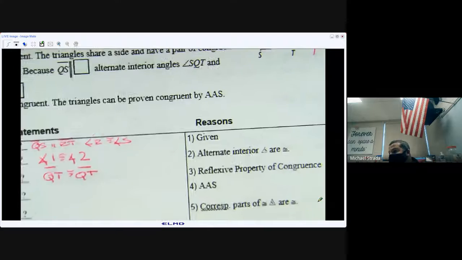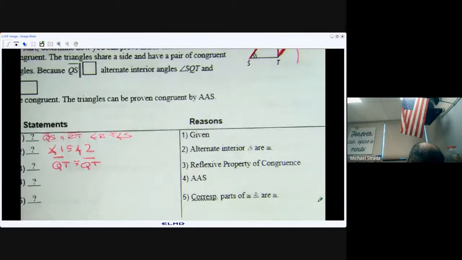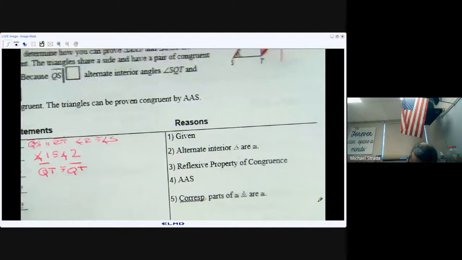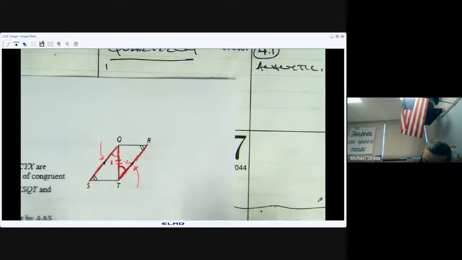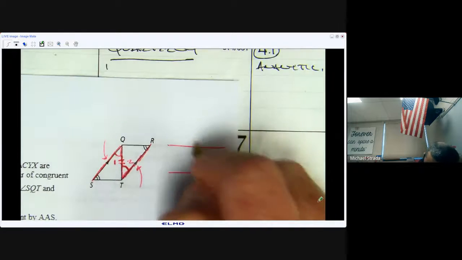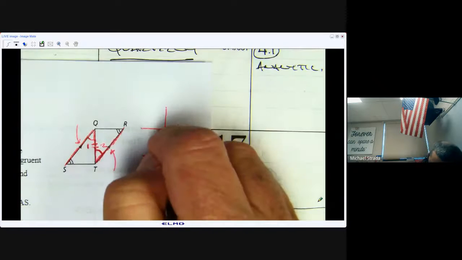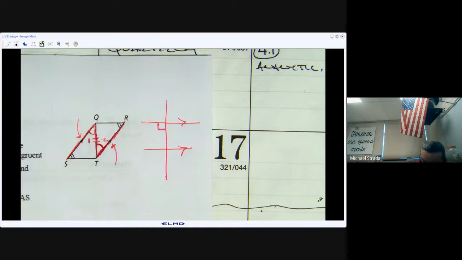Would angle QTS be right because the line is just... It doesn't have to be. They have to give you information that says it is. They never tell you. They'd have to tell you the lines are what? Perpendicular. If they did that, so the lines are parallel, and they said that that one was 90 degrees, then that would have to be 90 degrees. Make sense? But they never mentioned anything like that.